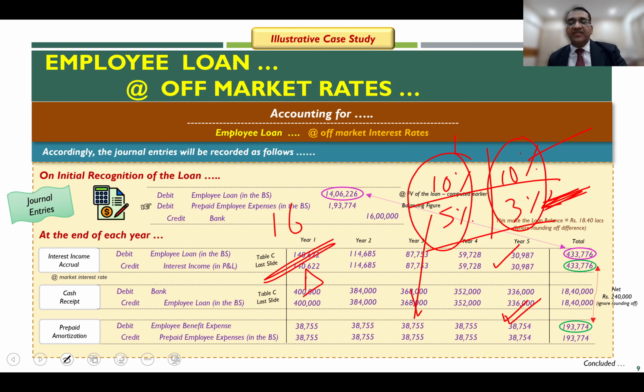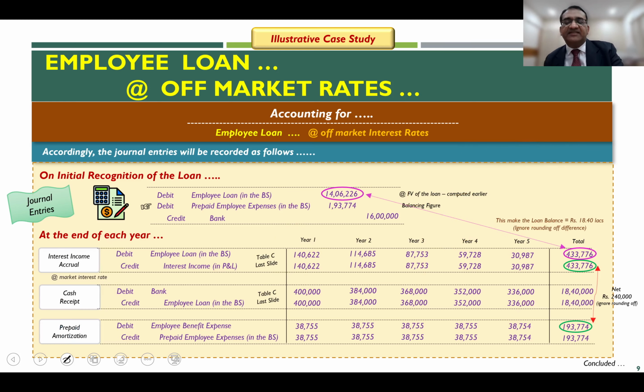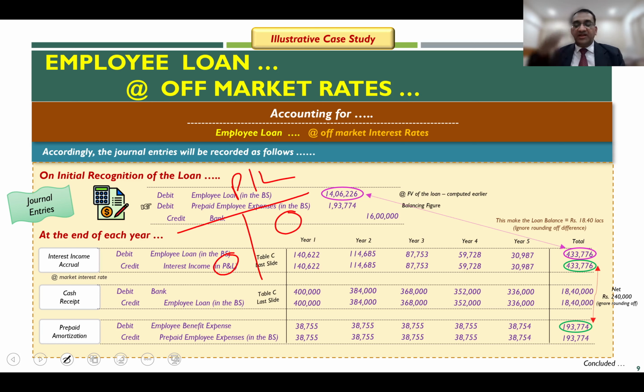So therefore, the net effect of this accounting is that in the P&L, you will have interest income and you will have a charge in terms of employee benefit. The net effect in either of the two cases which I mentioned will be the same. So that is the substance of this particular accounting and how the journal entries are to be recorded. I hope this video was something which is useful to all of you.